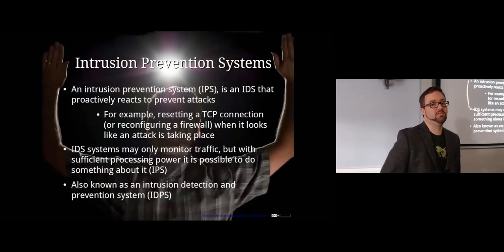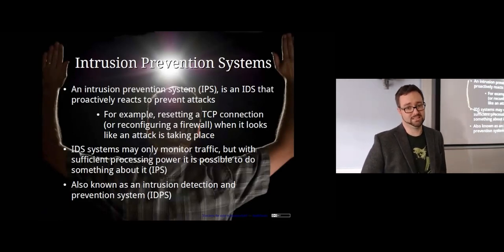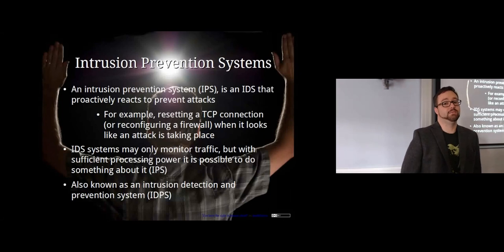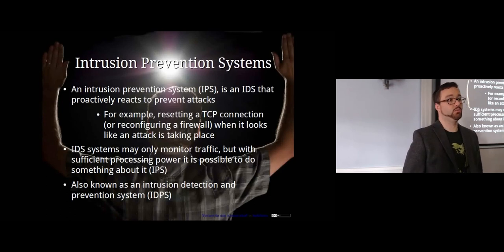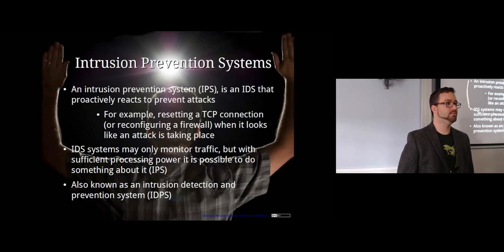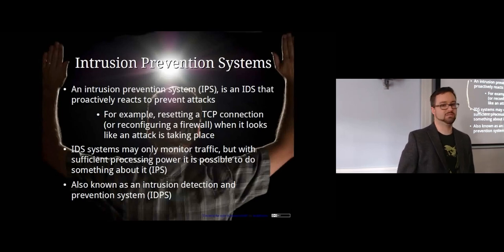So an intrusion prevention system, as opposed to a detection system, is basically the same thing, except that it proactively does something. So rather than just flag up the fact that something's happening, you might write a rule that says, if you detect this thing, then do this. So you disconnect them from the network, or disconnect this network connection, or change the firewall rules.